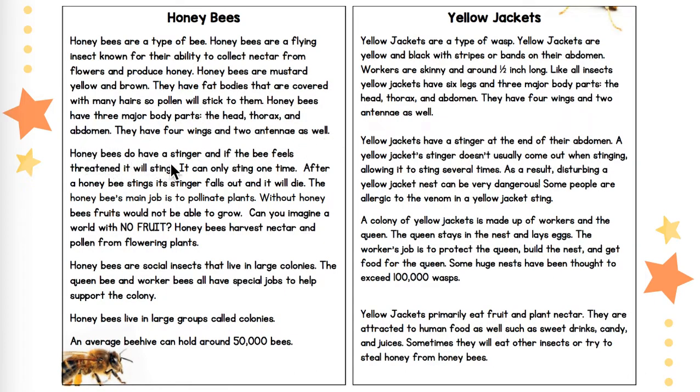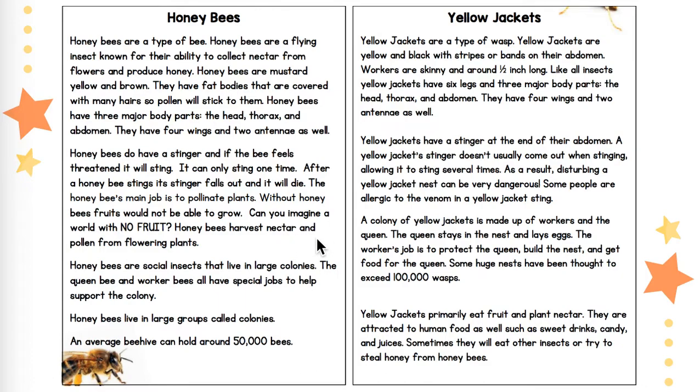Honeybees do have a stinger, and if the bee feels threatened, it will sting. It can only sting 1 time. After a honeybee stings, its stinger falls out and it will die. The honeybee's main job is to pollinate plants. Without honeybees, fruits would not be able to grow. Can you imagine a world with no fruit?